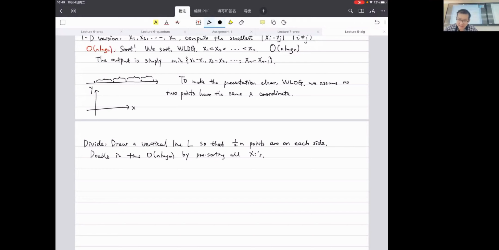So basically, we can assume this gives an output, basically a line L. This L is basically x equals x star, where x star is between the n over 2th and n over 2 plus 1th x coordinates.